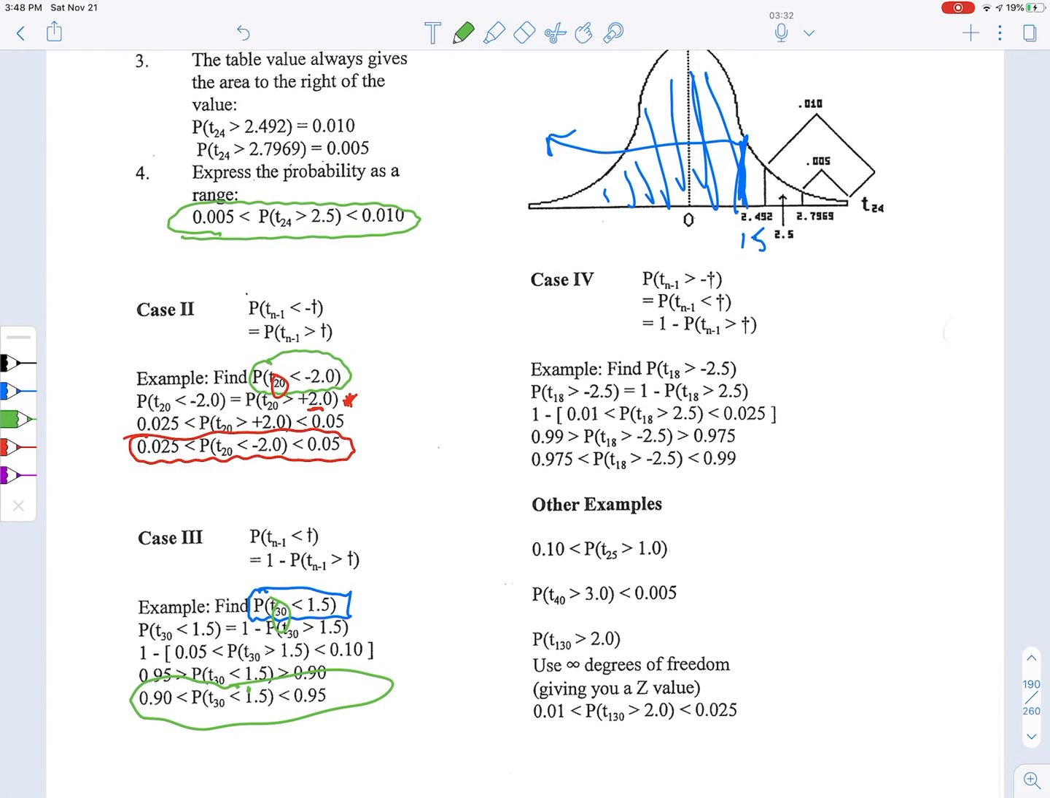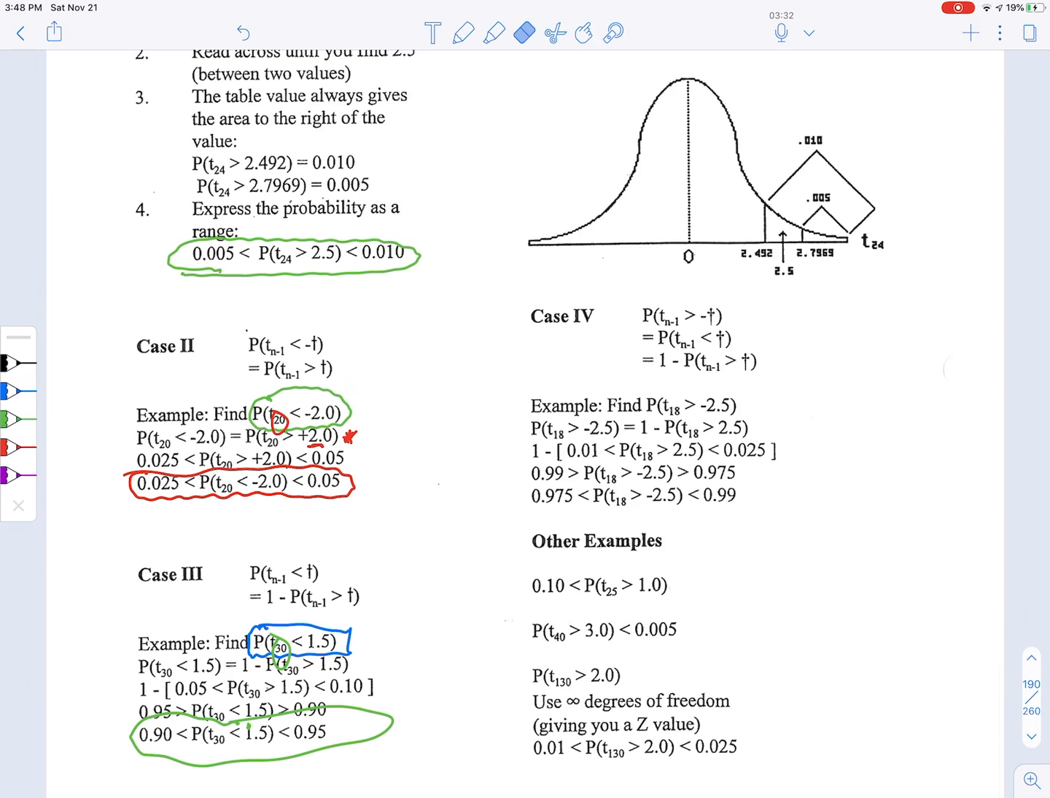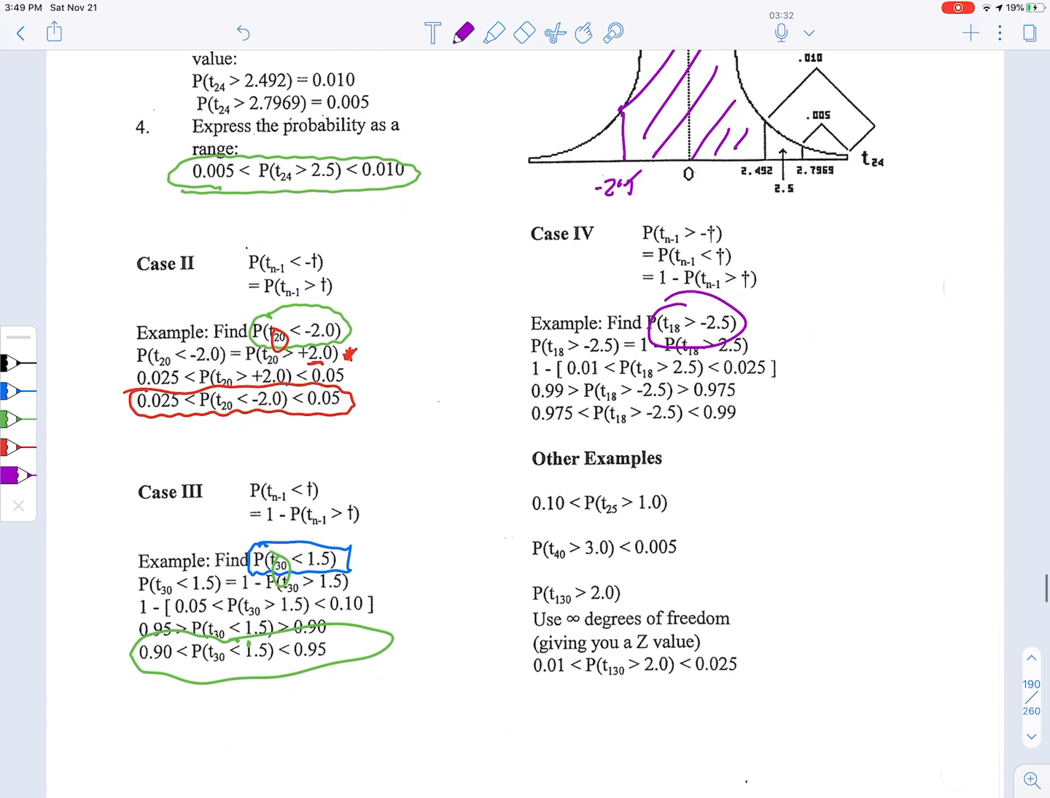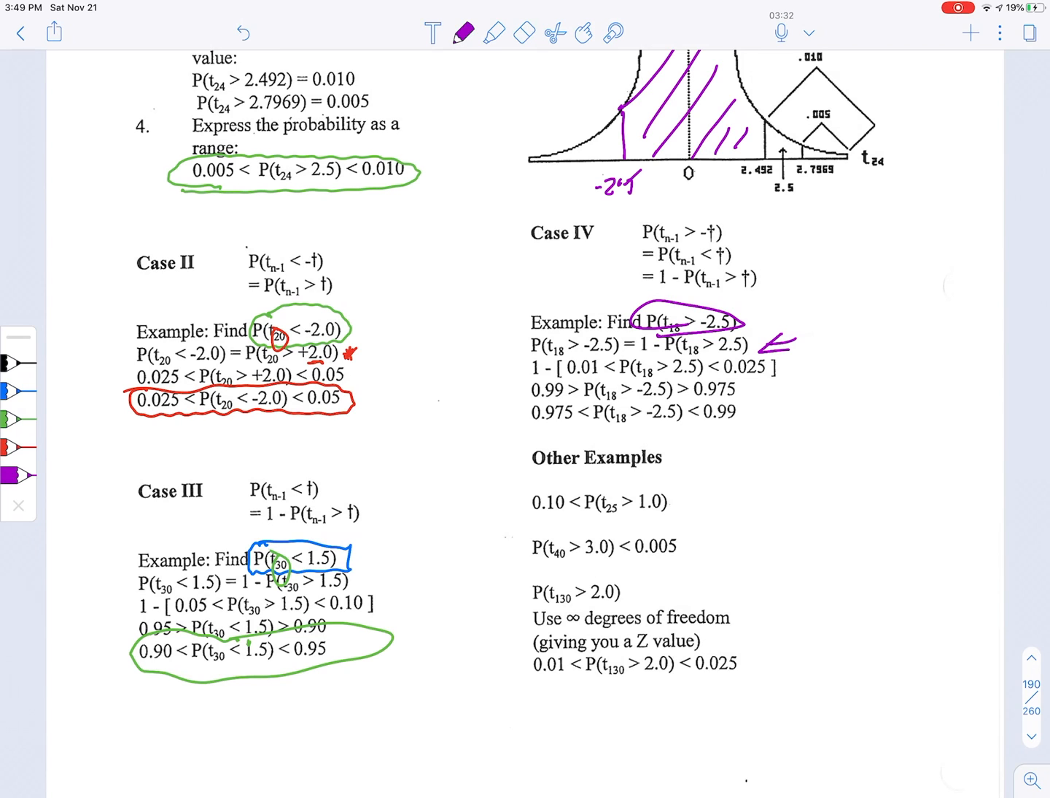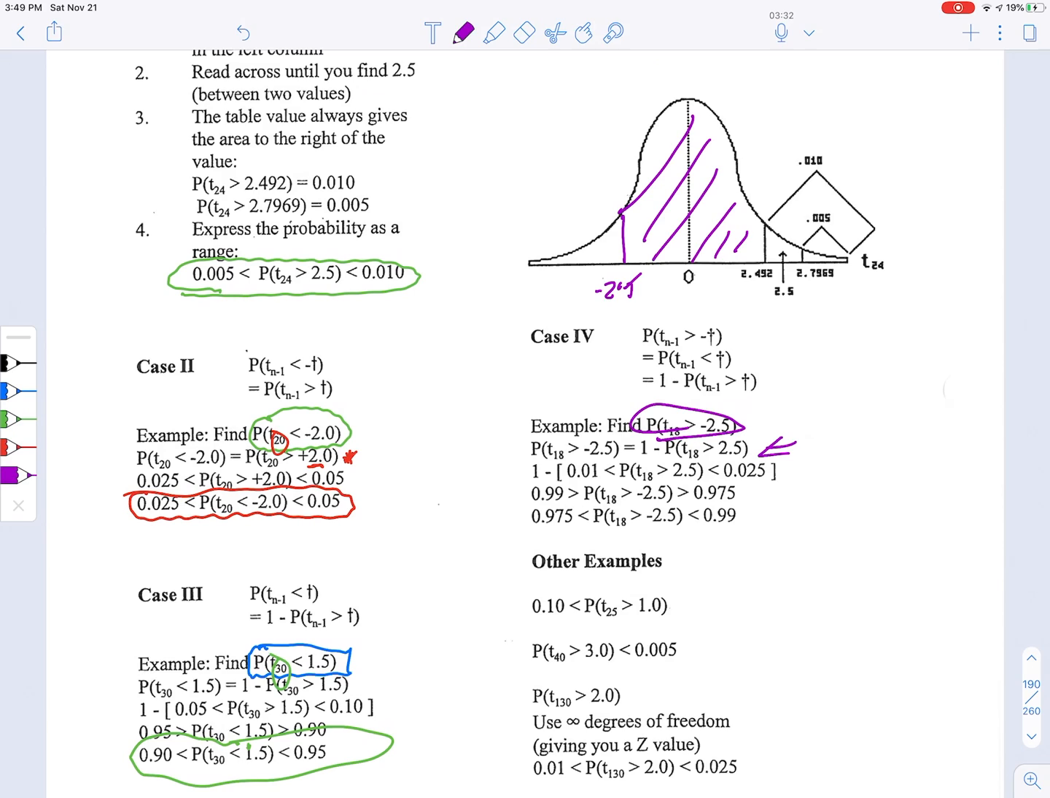And then case number 4 here. We're looking for the probability that we have a t greater than some negative value, like this. Let's say we've got minus 2.5, and we're looking at all this area here. It's the same as 1 minus the probability of 2.5 up. So again, you just kind of flip it in your mind. When you flip it, that'll be the upper tail area. And then whatever is left over from 100%, so 1 minus that, will give you the area that you need.